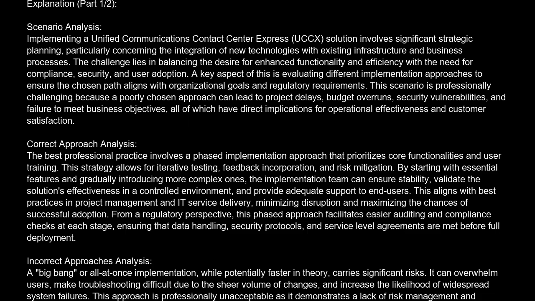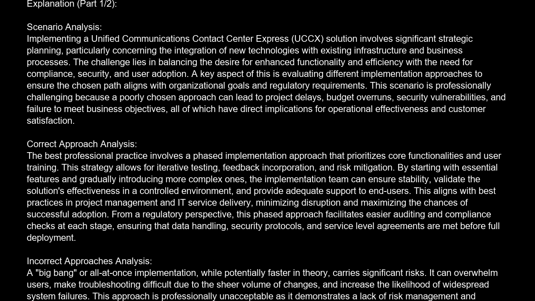The correct answer is C. A phased rollout, starting with core functionalities and gradually introducing advanced features, coupled with comprehensive user training and ongoing support. Explanation. Scenario analysis. Implementing a Unified Communications Contact Center Express (UCCX) solution involves significant strategic planning, particularly concerning the integration of new technologies with existing infrastructure and business processes.